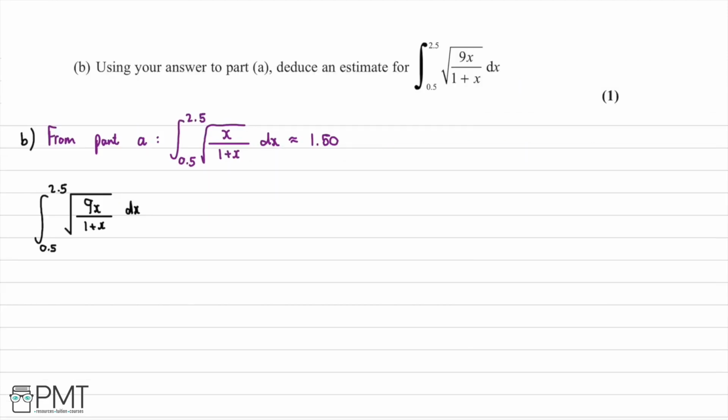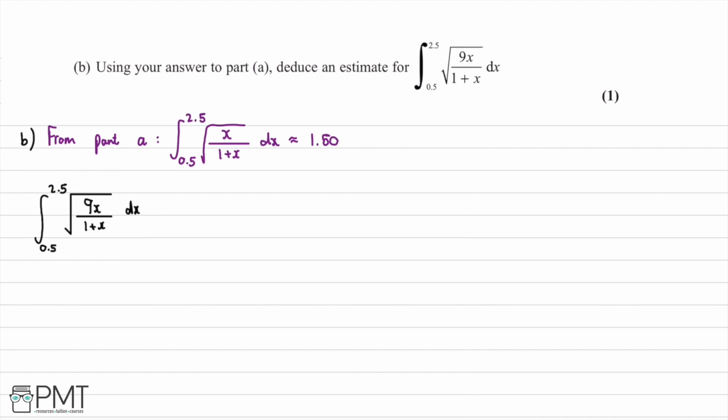So now in part B of this question, we're asked to use our answer to part A, which I've copied down here, to deduce an estimate for this integral here. So this is the integral of the square root of 9x over 1 plus x, integrated with respect to x, with limits from 0.5 to 2.5. So we have to have a look, what do we have in part A and what do we have in part B? And how can we move from this estimate to an estimate for this?